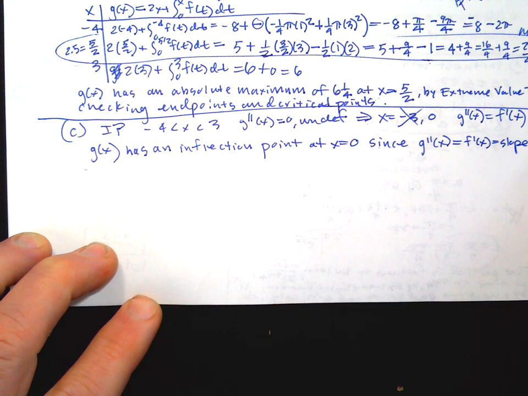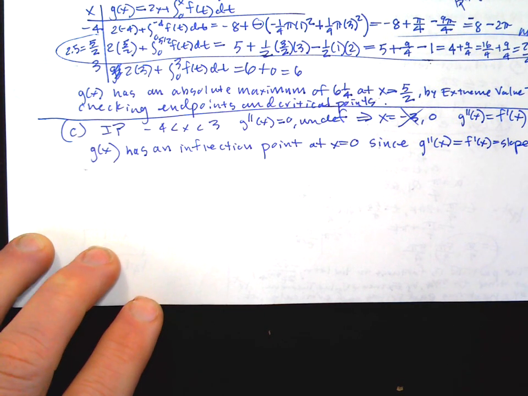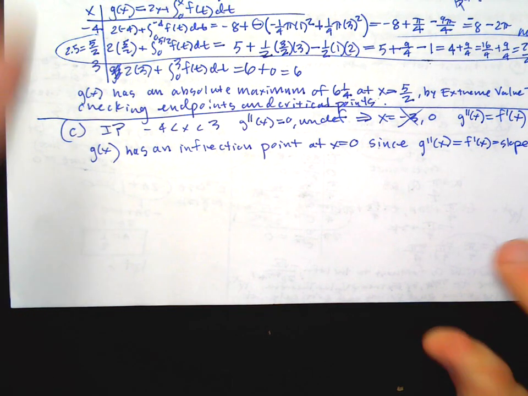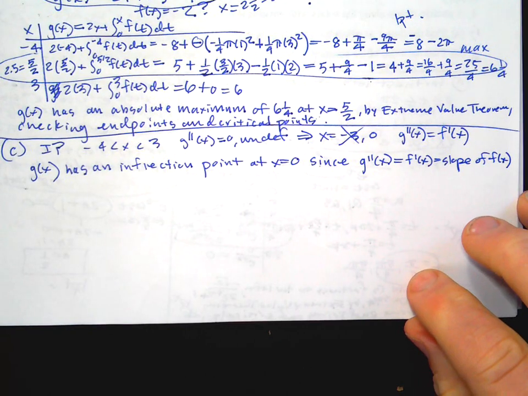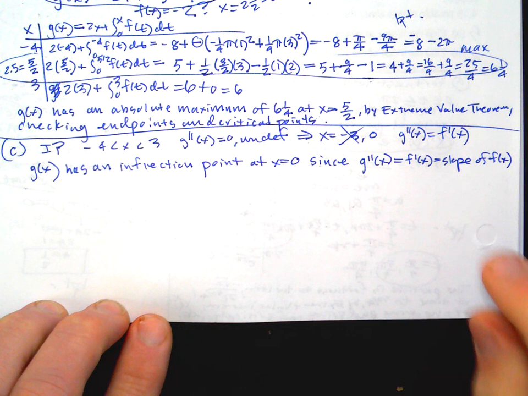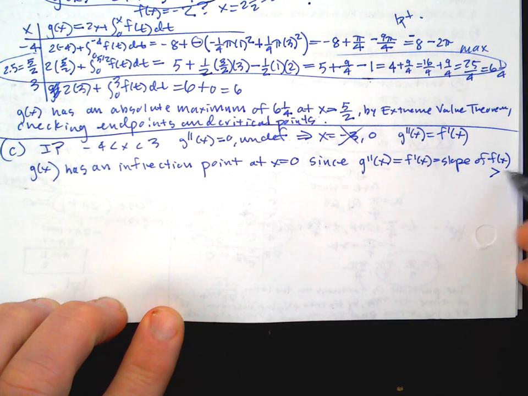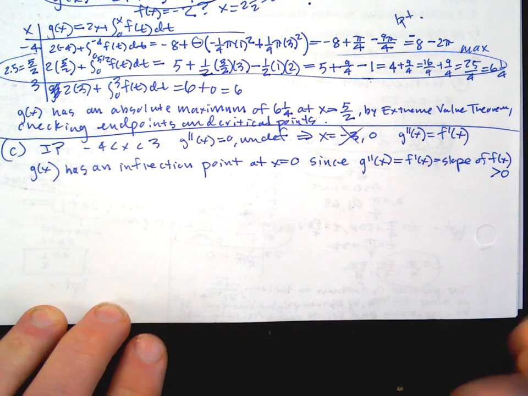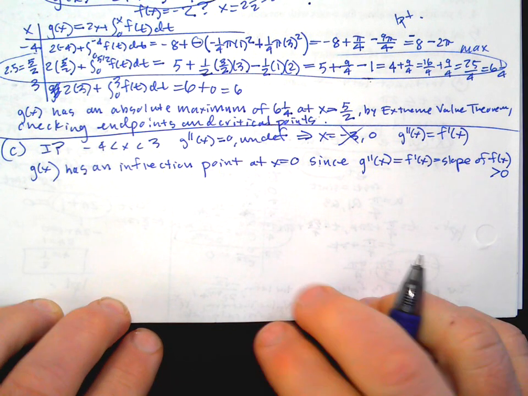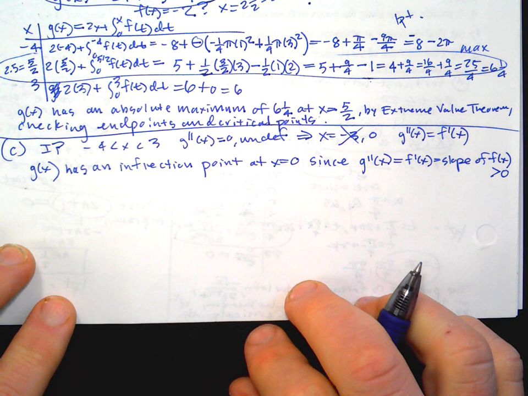You need to somehow connect what you're saying to the original graph they gave you. They gave you the graph of f. So how do you use the graph of f? You can't just tell me G double prime is positive. Well, how do you know that? Connect it to the information they gave you. That's part of it, okay?